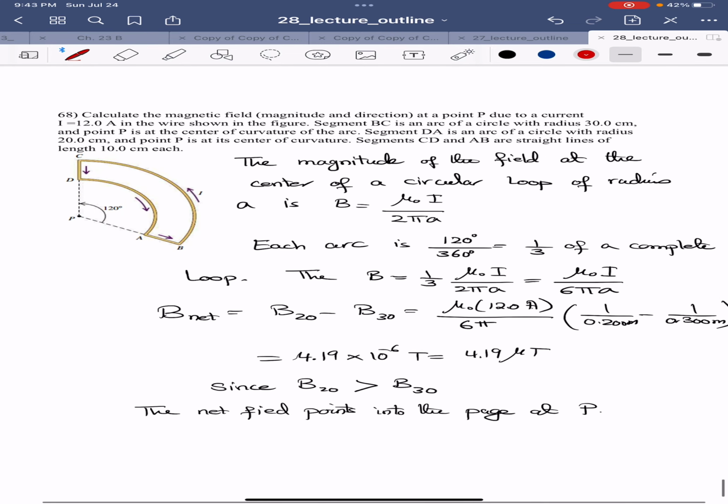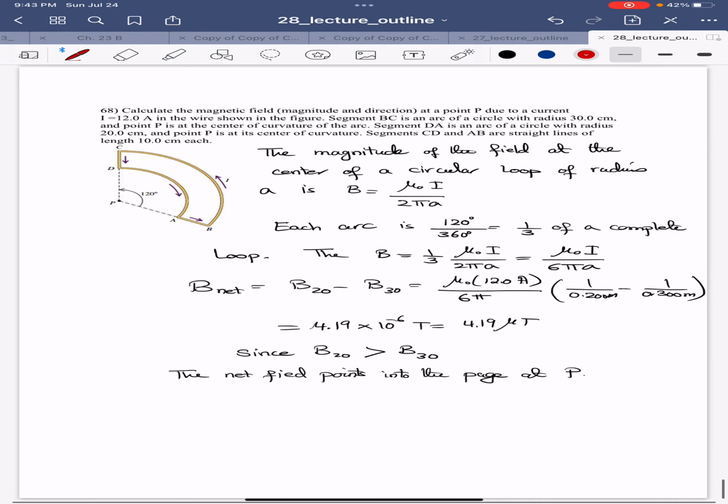This is the last one. Here we have: calculate the magnetic field, magnitude and direction, at a point B due to a current I, which is 12.0 amperes, in the wire shown in the figure. Segment BC is an arc of a circle with radius 30 centimeters, and point B is at the center of curvature of the arc. Segment DA is an arc of a circle with radius 20 centimeters, and point B is at the center of curvature. Segments CD and AB are straight lines, length 10 each.